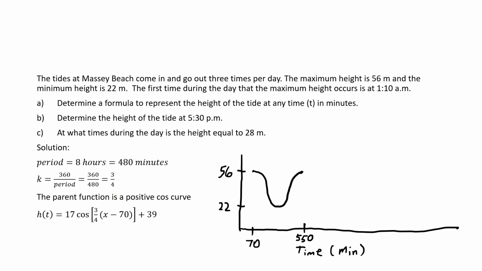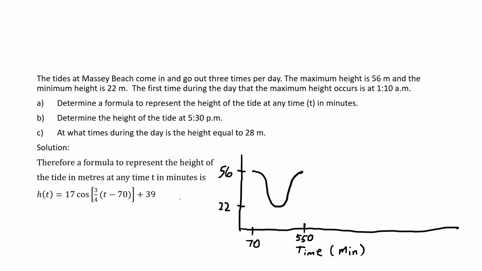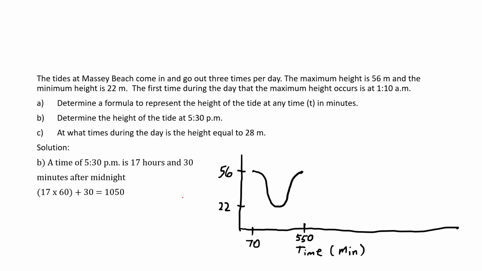Now, since the period is 8 hours, we'll call that 480 minutes. Since 480 is a rational number, we'll put our calculators in degree mode, and we'll say that k is equal to 360 over the period. Well, 360 over 480 is 3/4. So we end up with a function for our curve being that h of t is equal to 17 cos of 3/4 times (t minus 70), plus 39. Okay, awesome. We've got that written down. Now, that answers part A.